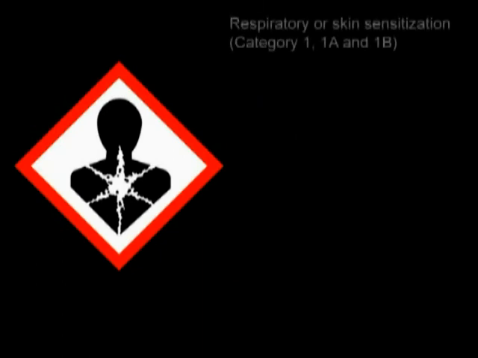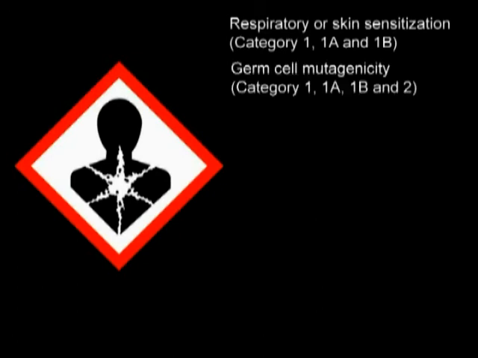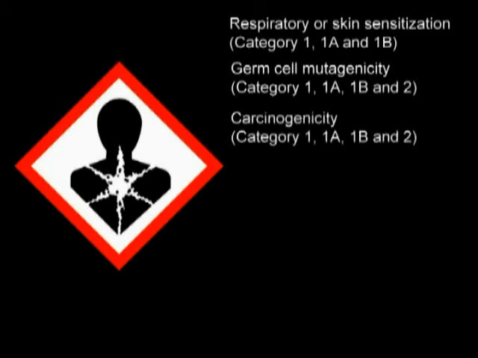Respiratory or skin sensitization, Category 1, 1A, and 1B. A respiratory sensitizer is a product that may cause allergy or asthma symptoms or breathing difficulties if inhaled. Germ cell mutagenicity, Category 1, 1A, 1B, and 2. This hazard class indicates products that may cause or are suspected of causing genetic defects.